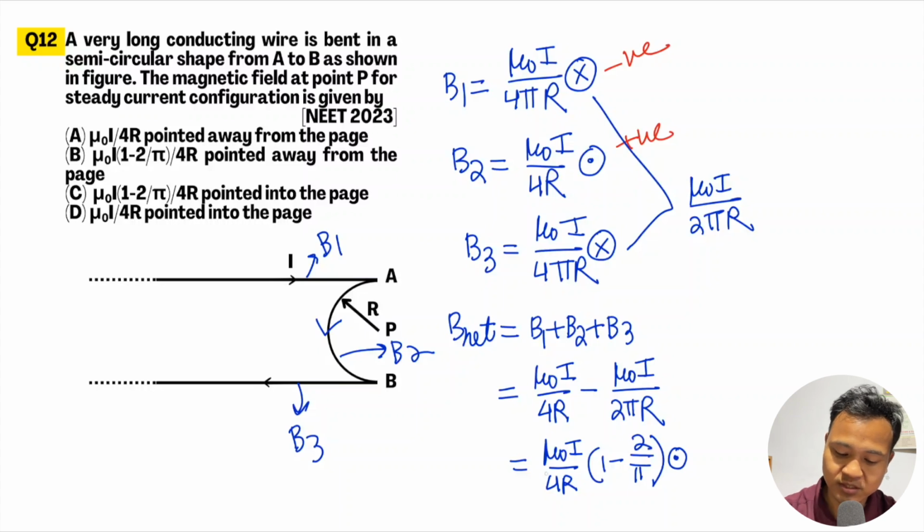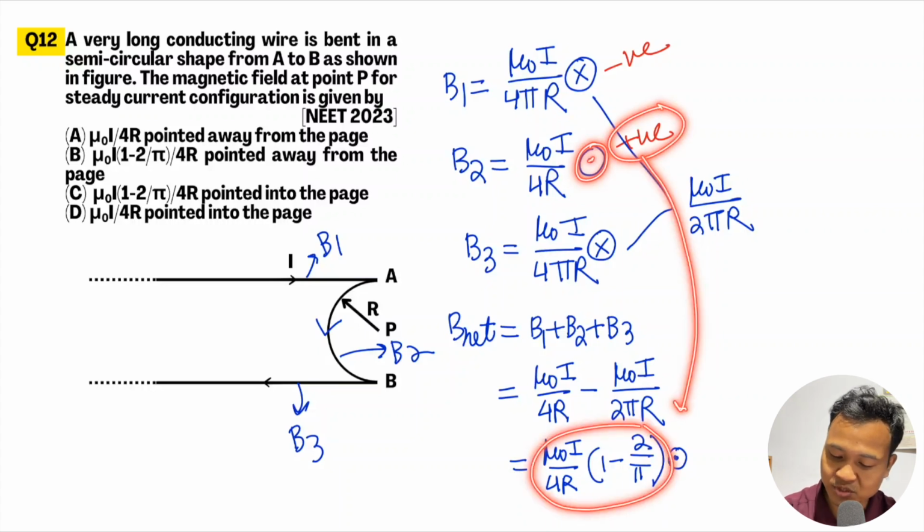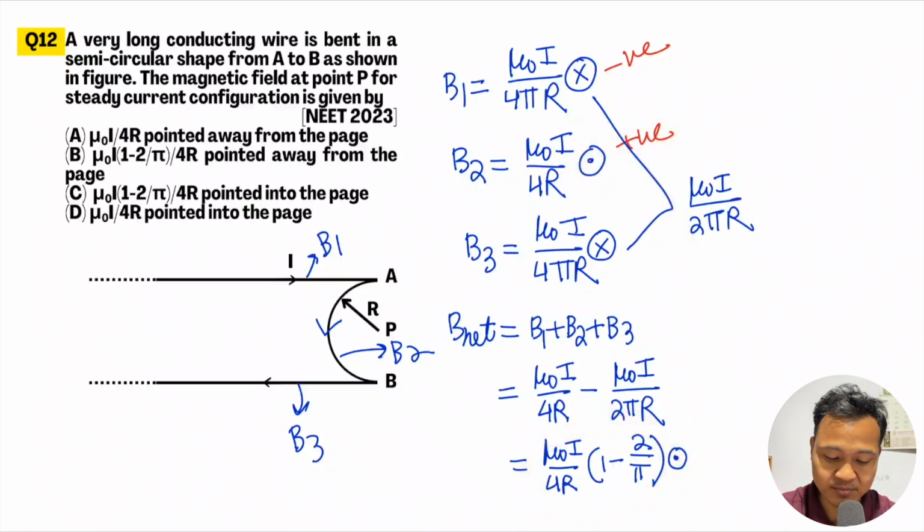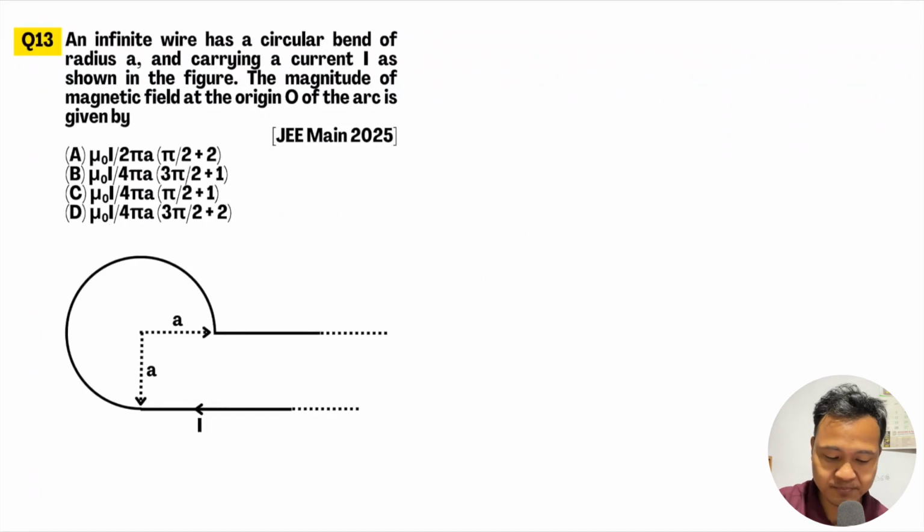Here you have a positive value. We have assumed that outward is positive. So the final answer turns out to be positive, which means it is outward direction. So mu naught I by 4R into 1 minus 2 by pi, it should be pointed away from the page, not into the page. Okay, next similar question.